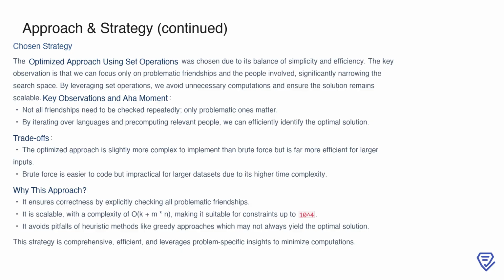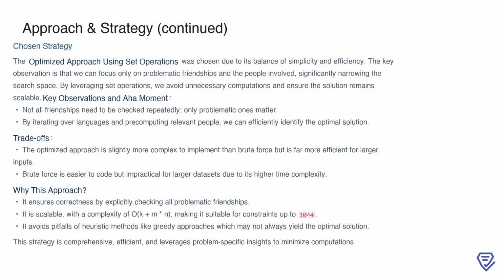larger constraints. The brute force method, while easy to code, becomes impractical for inputs with high values of M or K due to its inefficiency. On the other hand, heuristic methods like greedy approaches may occasionally fail to find the correct solution.